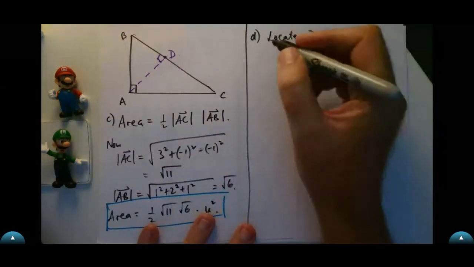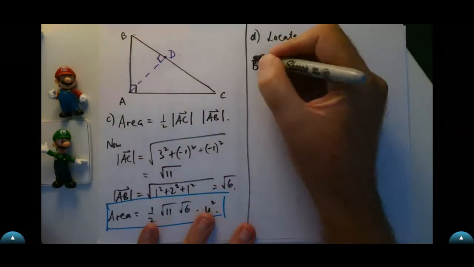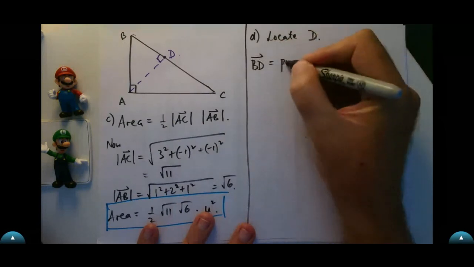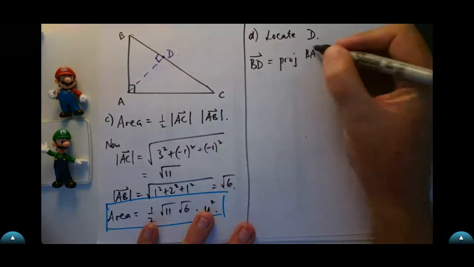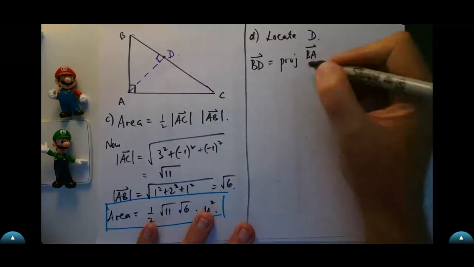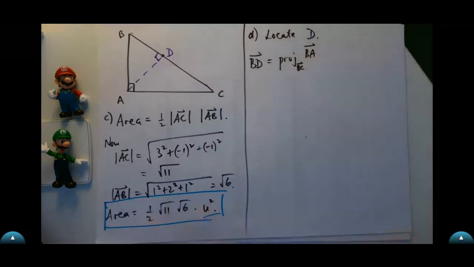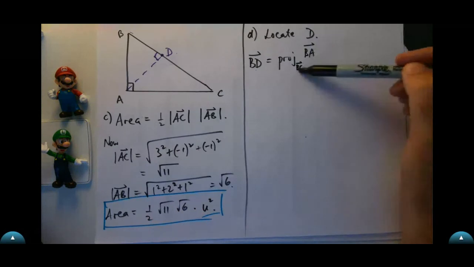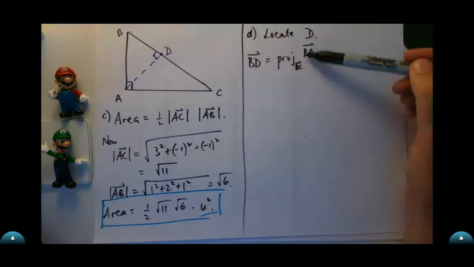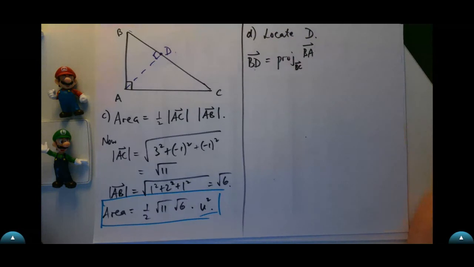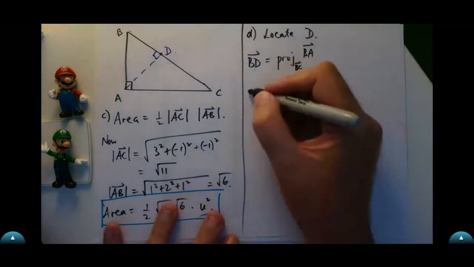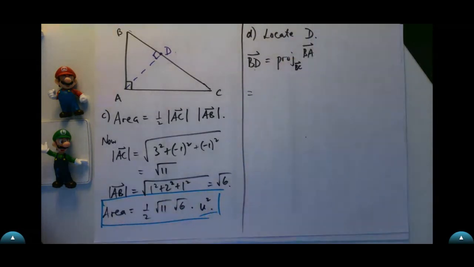Okay, so they want BD as the vector projection of BA on BC. And the importance of having these two vectors is because we actually know what they are, right? We can calculate them pretty easily. Okay, so what does this look like?